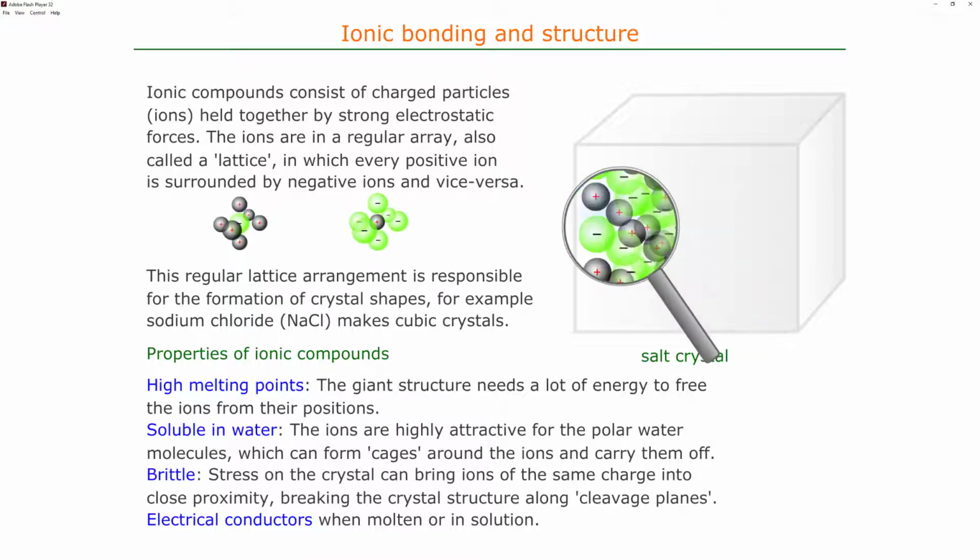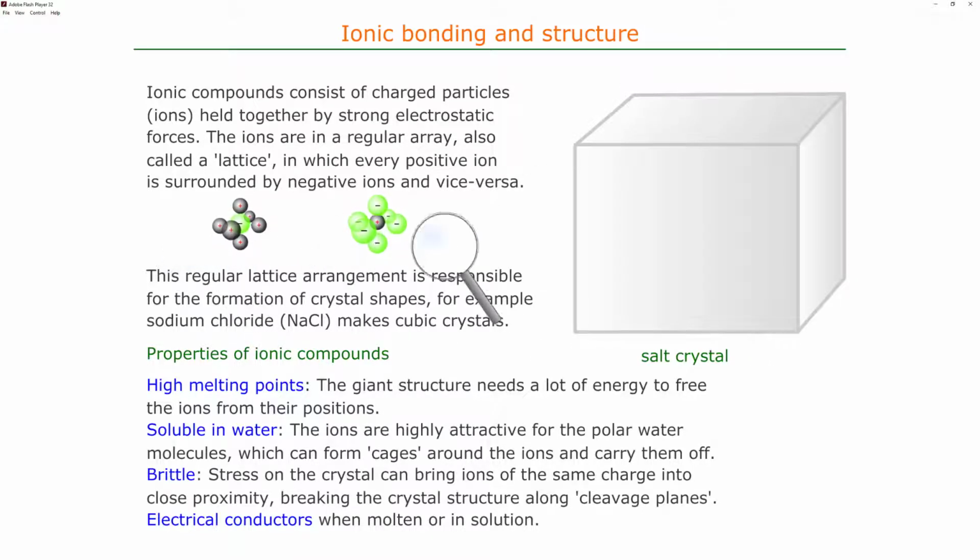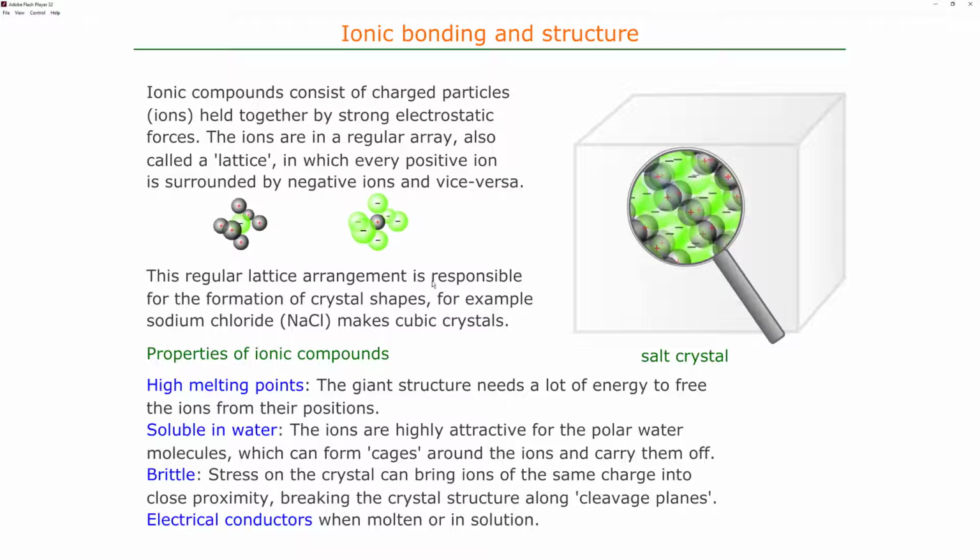Now we can have a look at the macroscopic properties. Let me just drop the magnifying glass over there. We have this regular arrangement which we call a lattice. I'm just moving this out of the way because it's a nuisance. The properties that we see in the macroscopic world, they have high melting points. This is because it requires a huge amount of energy to actually separate the positive ions from the negative ions.